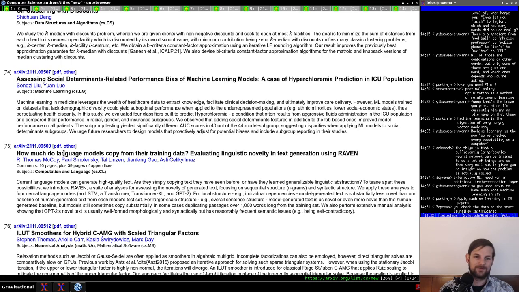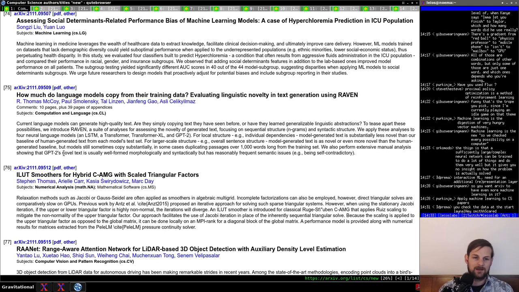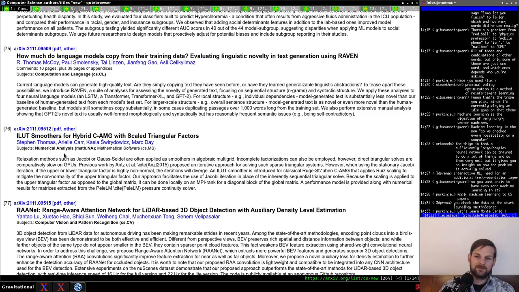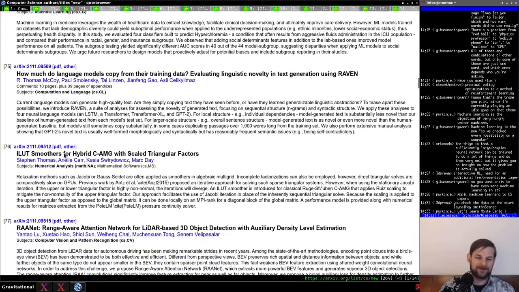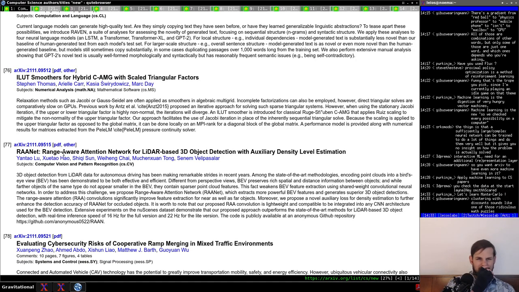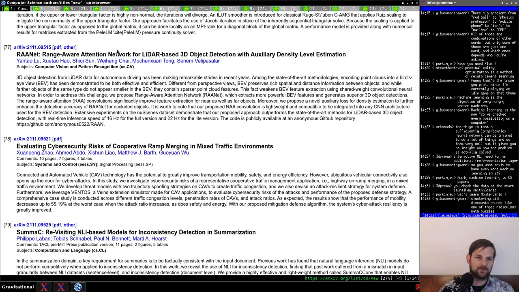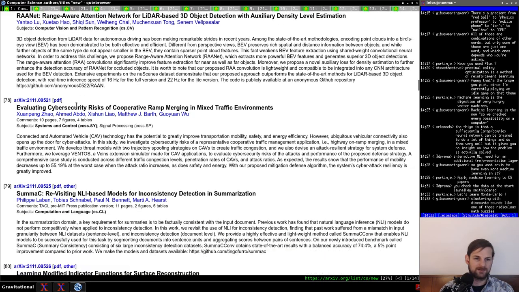Assessing social determinant related performance bias on machine learning models. How much do language models copy their training data? See, what I would love is a Let's Learn Monte Carlo. I mean, Monte Carlo is not particularly difficult to learn, right? What is ILUT? What is ILUT? I should remember this. Lower upper triangular. Smoothers for hybrid CAMG with scalar triangular factors. RAA net. I'm just going to skip through the computer vision, pattern recognition, and machine learning papers.